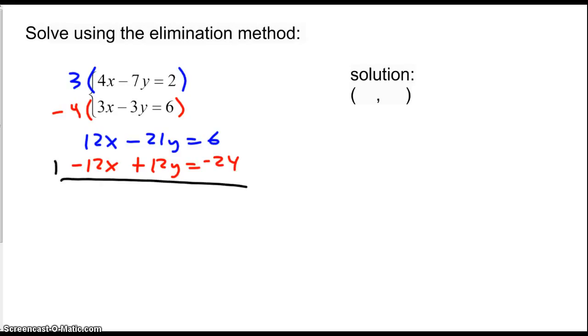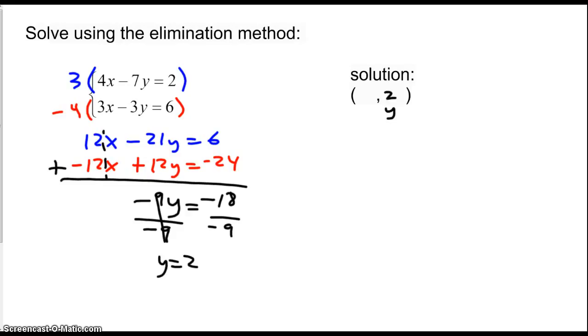And if we add, let's see, x's are canceling. We have 21 minus 12, which I believe is negative 9 there. And that's going to be 8 and 6 is 14, so negative 18. And so y would be positive 2, if I'm doing that algebra correctly. And then picking one to substitute in.